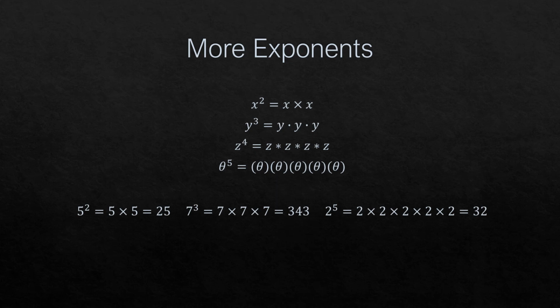So test your calculator. 5 squared is 5 times 5, 25. 7 cubed, 7 times 7 times 7 is 343. Make sure you can get the right answers.